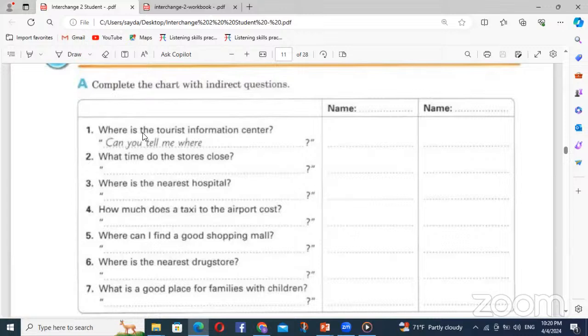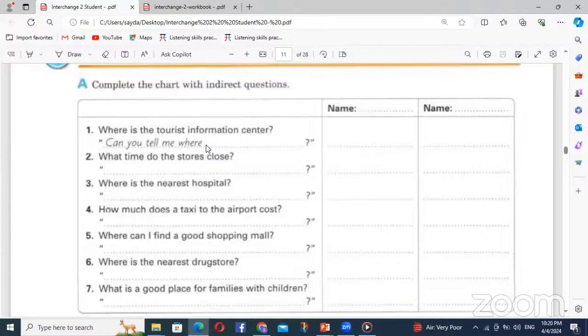Let's continue. Where is the tourist information center? Can you tell me where the tourist information center is? Okay. And number 2: what time do the stores close? Do you know what time the stores close? Okay.